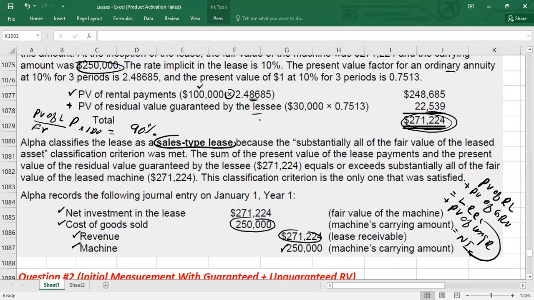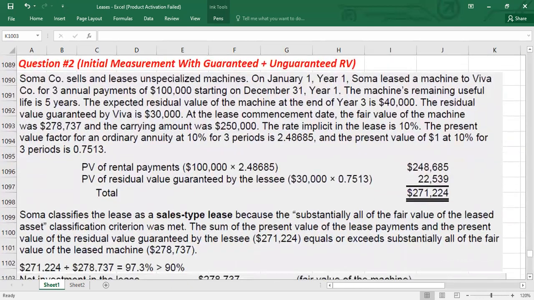Now I'm going to deal with the question where you have an unguaranteed residual value also. Initial measurement again, and we don't have direct cost here. Again, I'm assuming we have initial measurement, and we have guaranteed residual value and unguaranteed residual value also, plus we are receiving payments in arrears.